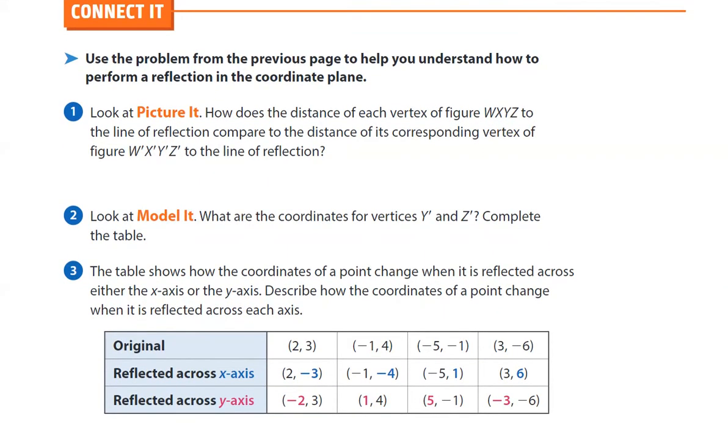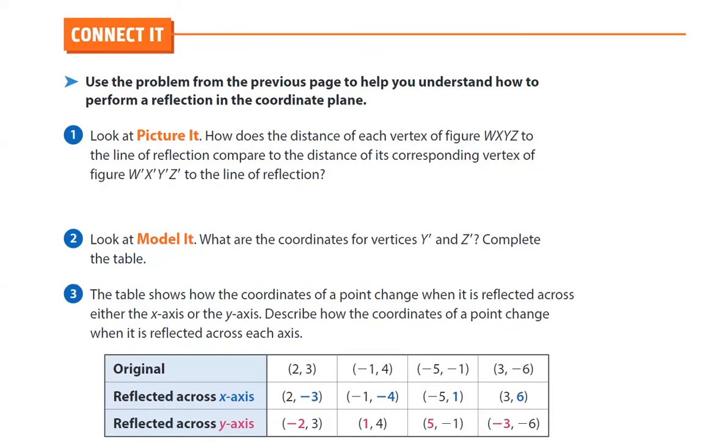Okay, use the problem from the previous page to help you understand how to perform a reflection in the coordinate plane. So we're going to look at how the distance of each vertex, remember vertex means corner, of the original figure W, X, Y, Z, to the line of reflection, which in this case was the x-axis, that's what we reflected across, compares to the distance of its corresponding vertex of figure W prime, X prime, Y prime, Z prime.